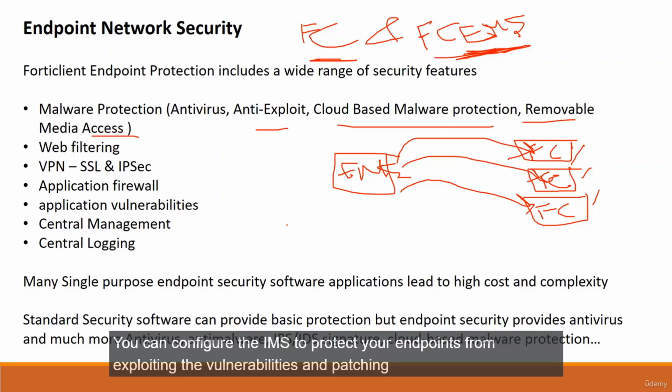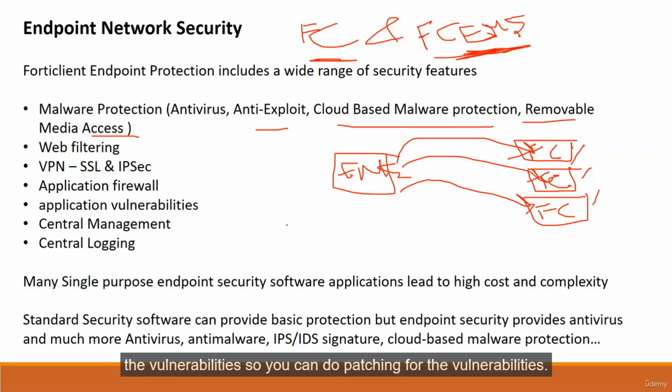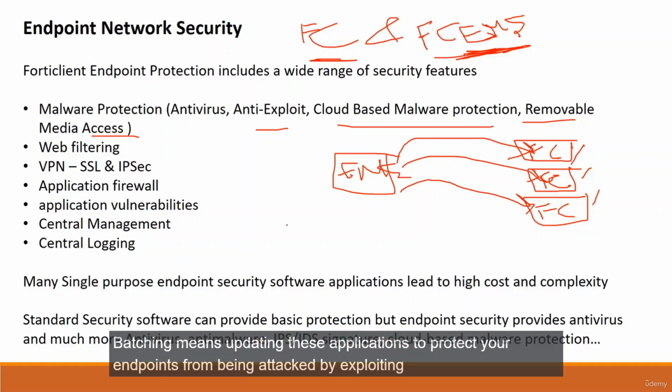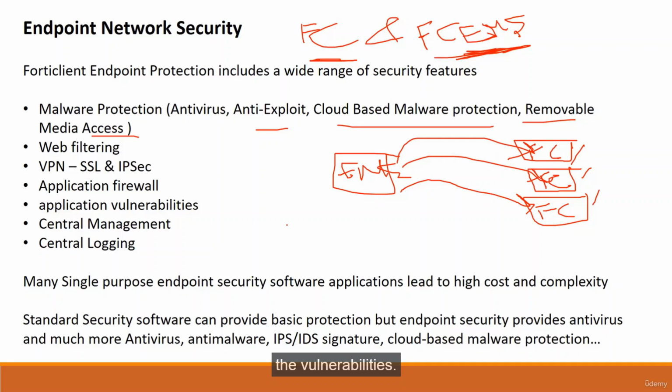So how do you protect your endpoints from threats or vulnerabilities via the EMS? You can configure the EMS to protect your endpoints from exploitation of the vulnerabilities and to patch the vulnerabilities. So EMS can do patching for the vulnerabilities. What does patching mean? Patching means updating these applications to protect your endpoints from being attacked by exploiting the vulnerabilities.